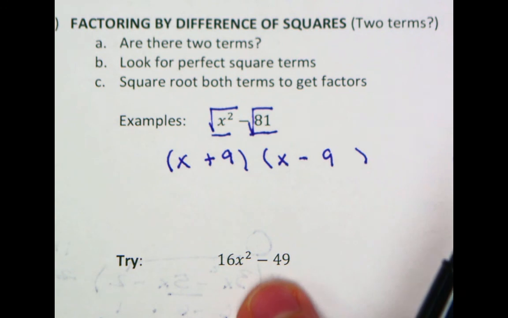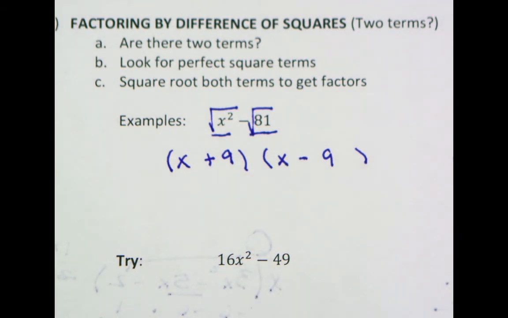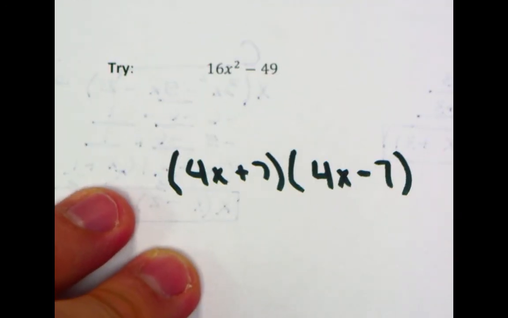So there's a try problem here. Go ahead and try the problem down here on your own. Pause the video and play the video when you're ready for the answer. Ready? Here's the answer: 4x plus 7 and 4x minus 7.